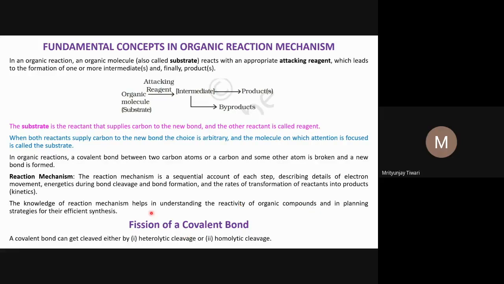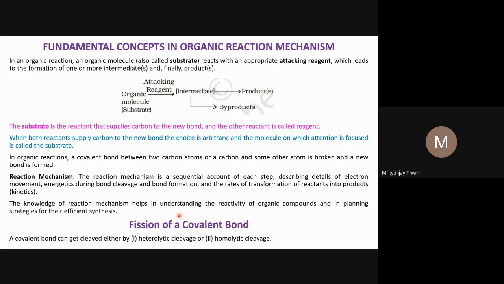So let us now understand some more terms which are important for understanding the mechanism of an organic reaction. First, let us study the fission of a covalent bond. Organic molecules usually form covalent bonds, and almost all organic molecules mostly form covalent bonds. If the bond is not covalent, even if it contains carbon, those molecules are usually inorganic molecules.